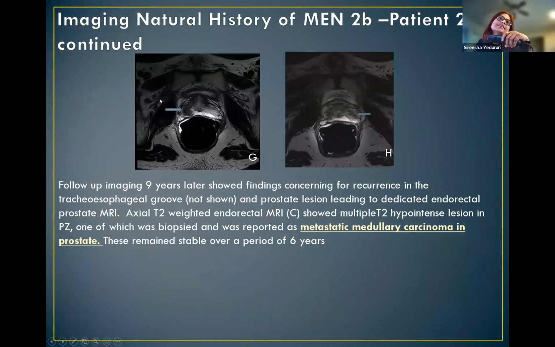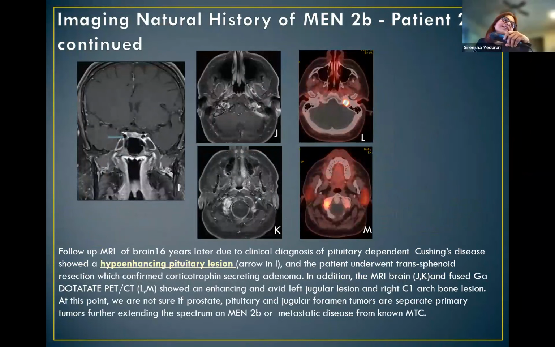So this patient, 9 years later, showed findings concerning for recurrence in the tracheoesophageal groove that I didn't show, and then a prostate lesion. And we did a dedicated prostate MRI. And you can see there are multiple T2 hypointense lesions. This is the largest lesion. This was biopsied and proven to be medullary thyroid carcinoma. And then he remained stable over a period of 6 years.